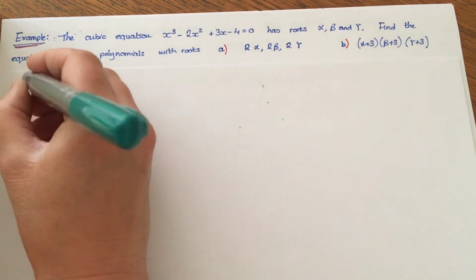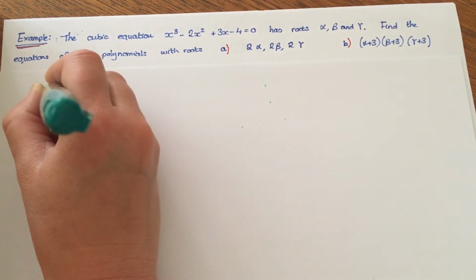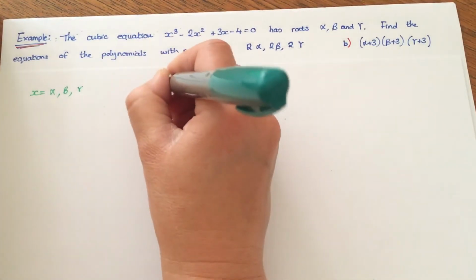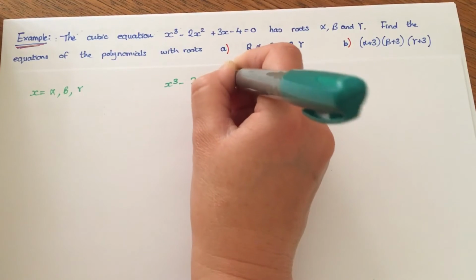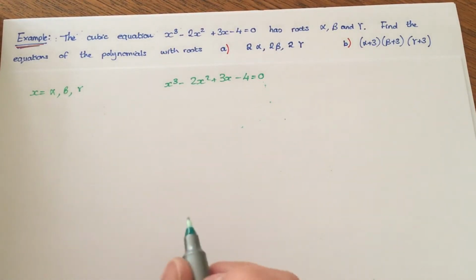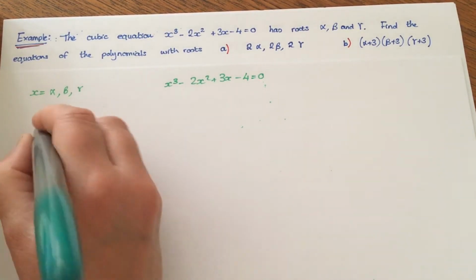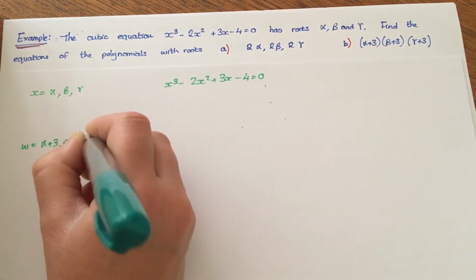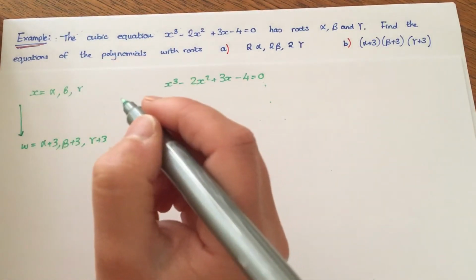Oh, yeah. So in the original question, we had roots x equals alpha, beta, and gamma, and that equation was x cubed minus 2x squared plus 3x minus 4 equals 0. We now want to find an equation with related roots, so I'm going to call those related roots w's, which are alpha plus 3, beta plus 3, and gamma plus 3. How do you get from x to w?